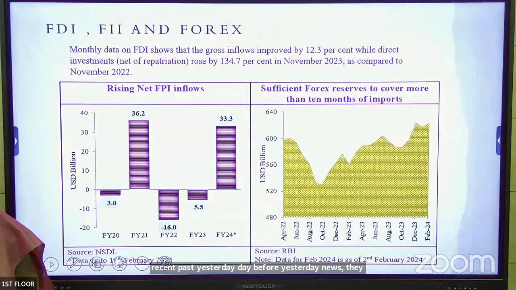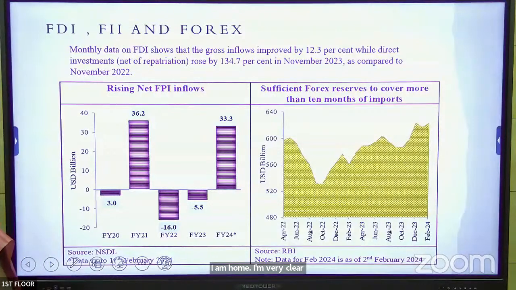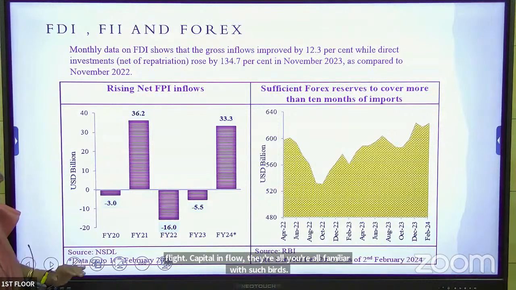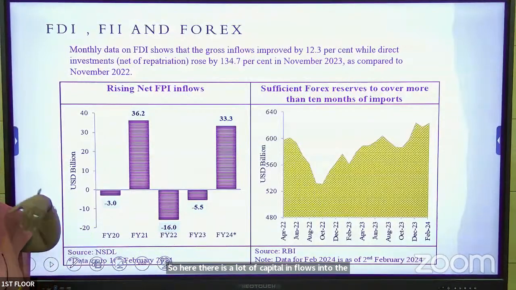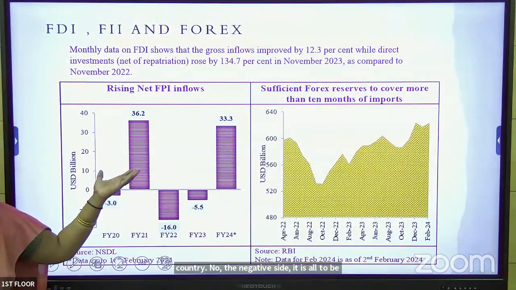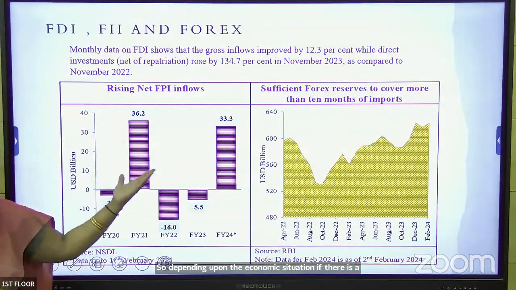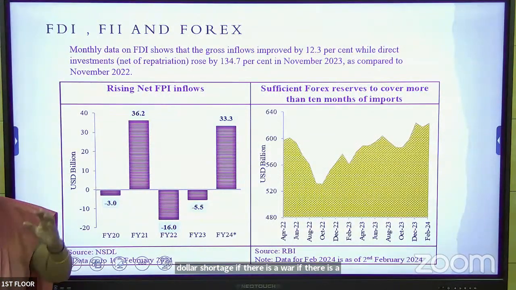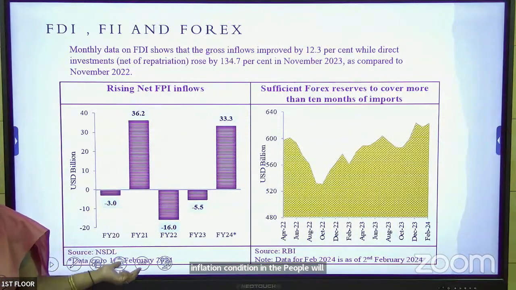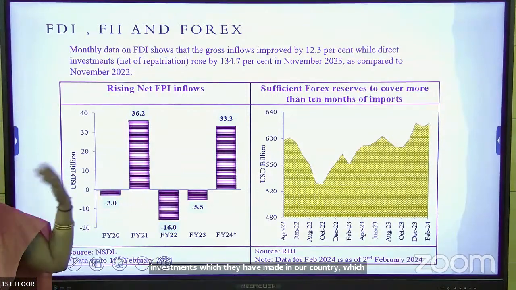I am very clear with the words capital flight, capital inflow. You're all familiar with such words. So here there is a lot of capital inflows into the country. Whenever you see the negative side, it is all to be considered as a capital flight. So depending upon the economic situation, if there is a dollar shortage, if there is a war, if there is an inflation condition in some other country, people will withdraw all the investments which they have made in our country, which will be taken as the capital flight, where your foreign portfolio investment will fly away.